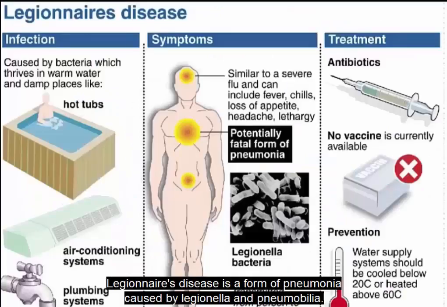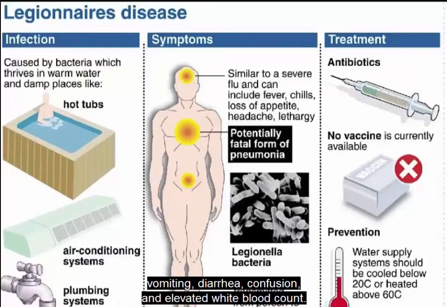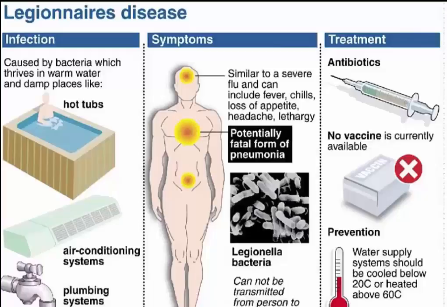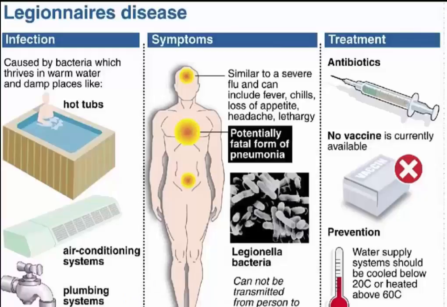Legionnaire's disease is a form of pneumonia caused by Legionella pneumophila. The assessment is 1 to 2 days of prodromal symptoms followed by high fever, dyspnea, vomiting, diarrhea, confusion, and elevated white blood count. Interventions are to administer antibiotics as prescribed, supportive care including respiratory support, nutritional support, and fluid and electrolyte management.